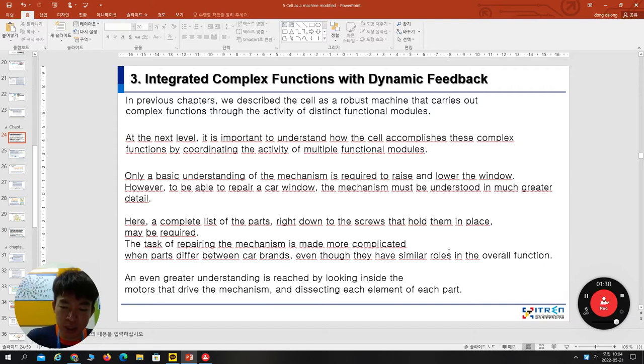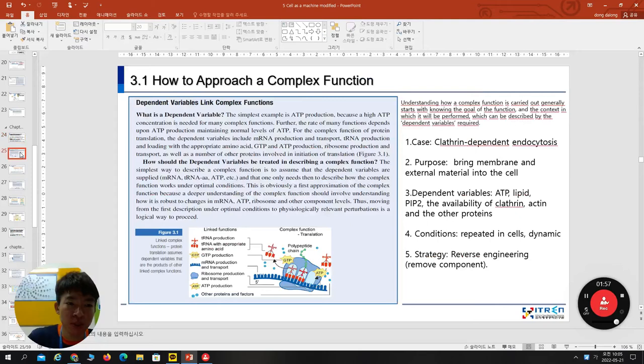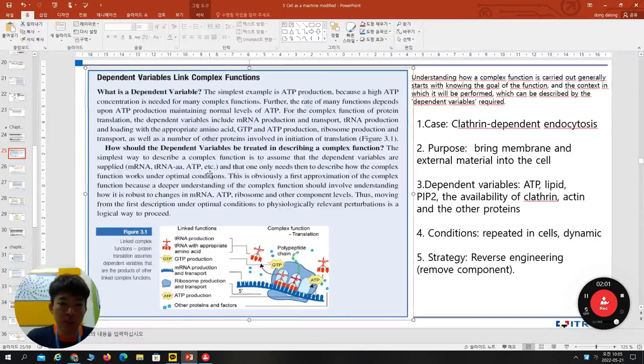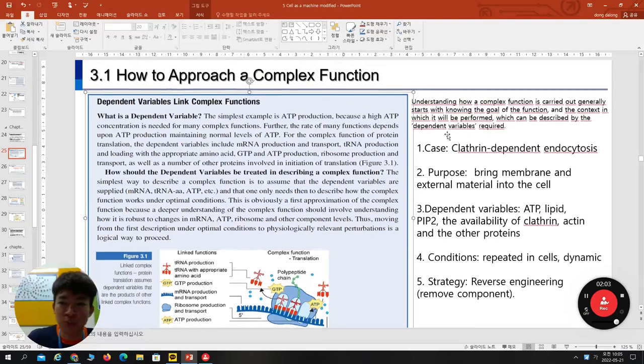So here the author describes the car: when you have different brand cars, they have the same mechanism, but in detail they change. So in this context, you try to understand how the cell behaves. So, how to approach a complex function?